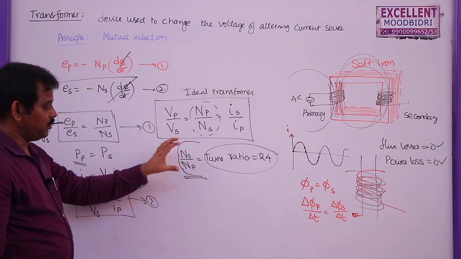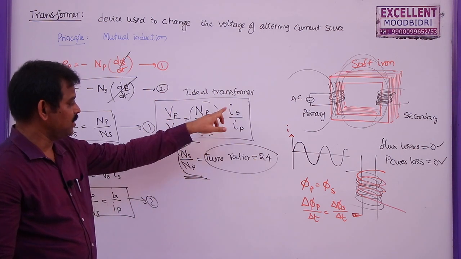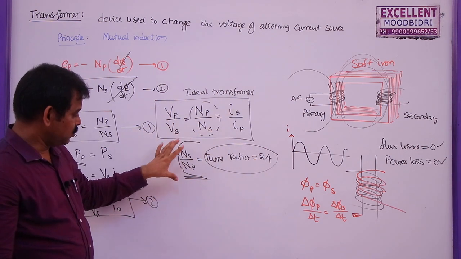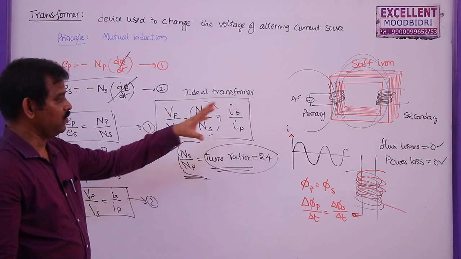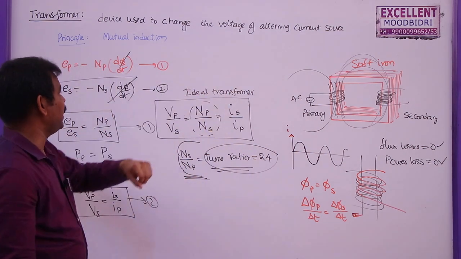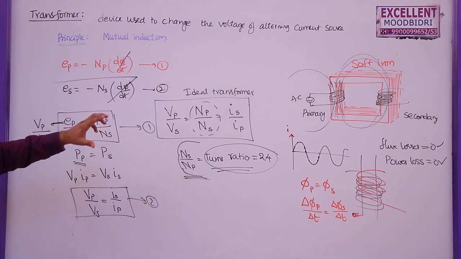Now based on this number of turns, whenever the number of turns changes, the voltage changes as well as the current also changes. So by using this turns ratio, we can divide transformers into two types. One is a step up transformer, the second one is a step down transformer.